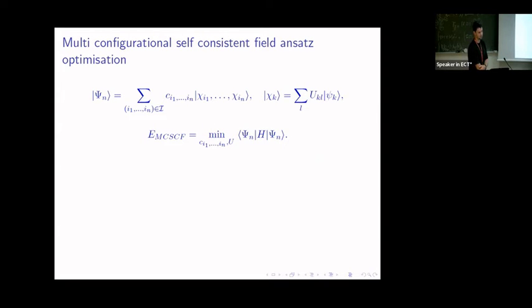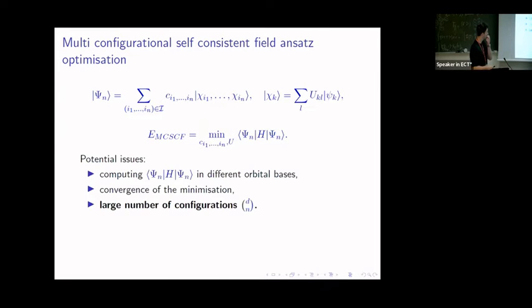So let's look at the optimization a bit closer. What we exactly have to do is take the superposition of all our chosen configurations from some set capital I, and then also consider the rotations of the single particle active space orbitals, right? So finding the MCSCF energy means minimizing over all the coefficients and over all those unitaries that enter the rotations of the basis.